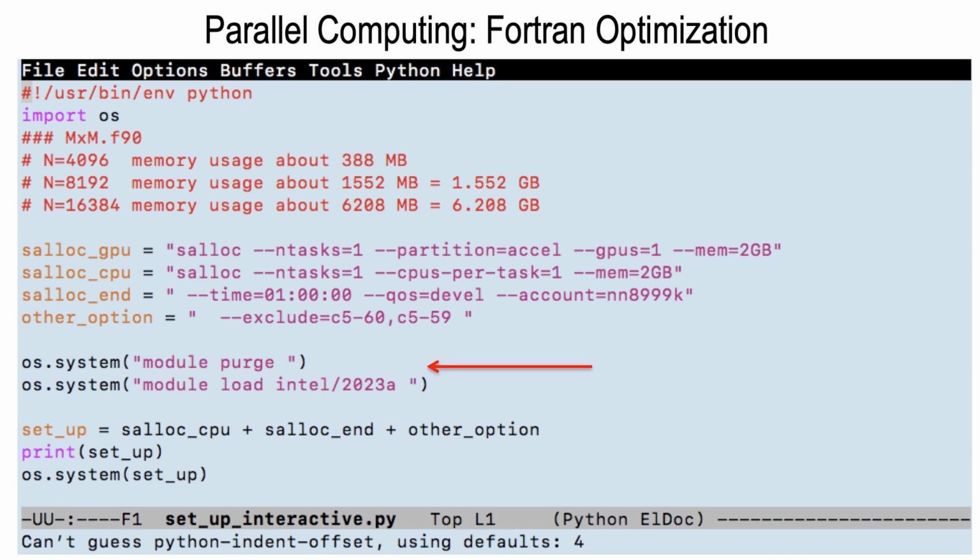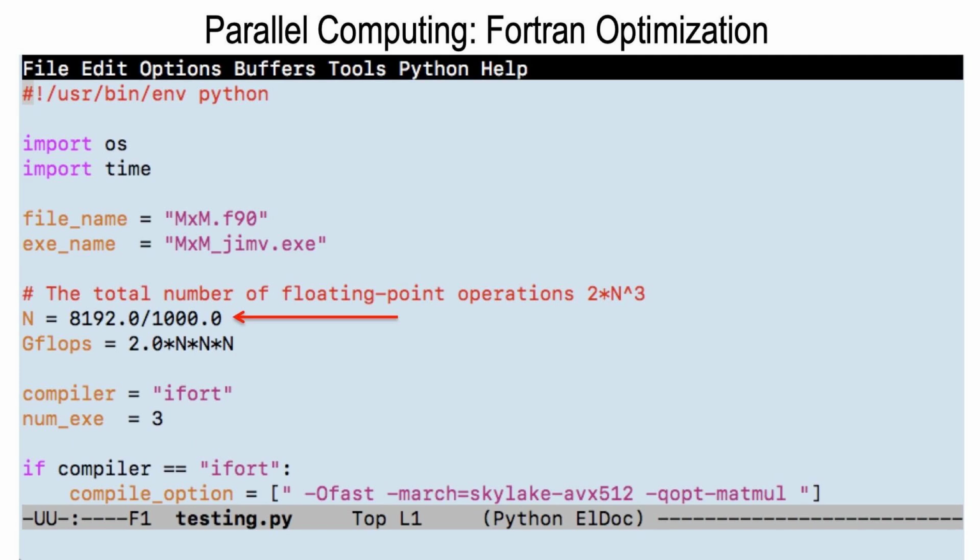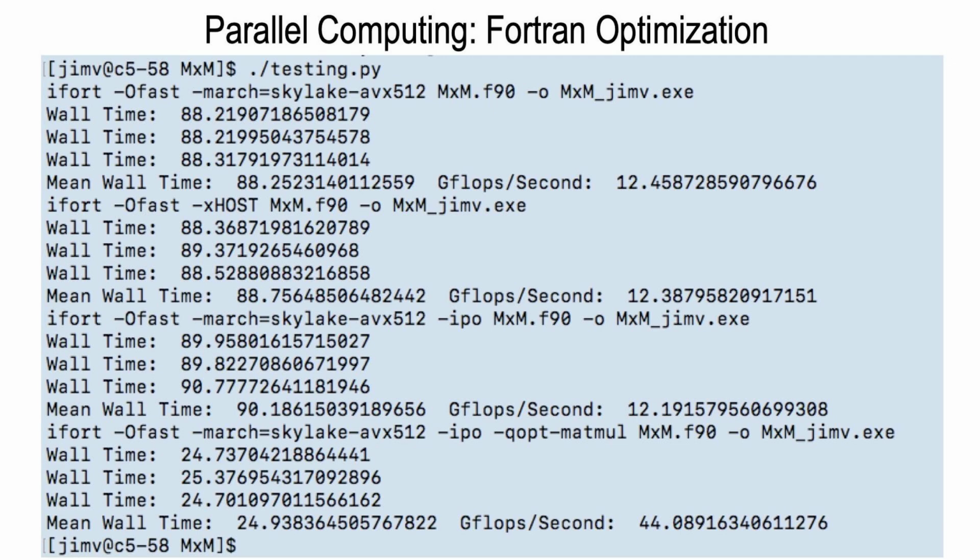I've also provided the Linux commands for loading the latest Intel Fortran compiler in our setup Python script. We must remember to update n to 8192 in the Fortran program mxm. We must also update the testing Python script with n equal to 8192. As we scaled up the matrices, we observed a proportional increase in wall time, approximately 8 times longer. This outcome is expected, given that matrix multiplication involves a triple-nested loop.